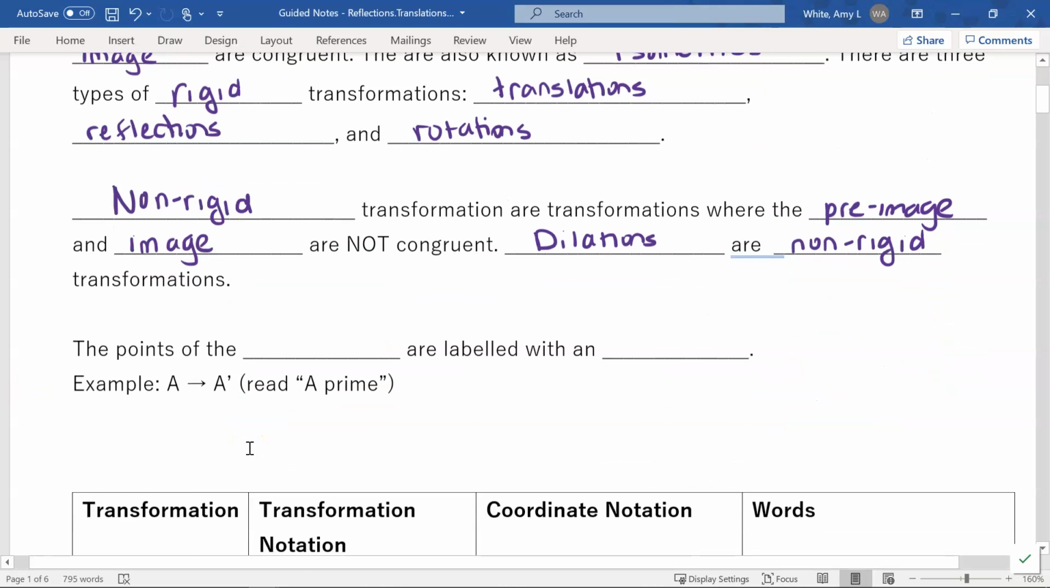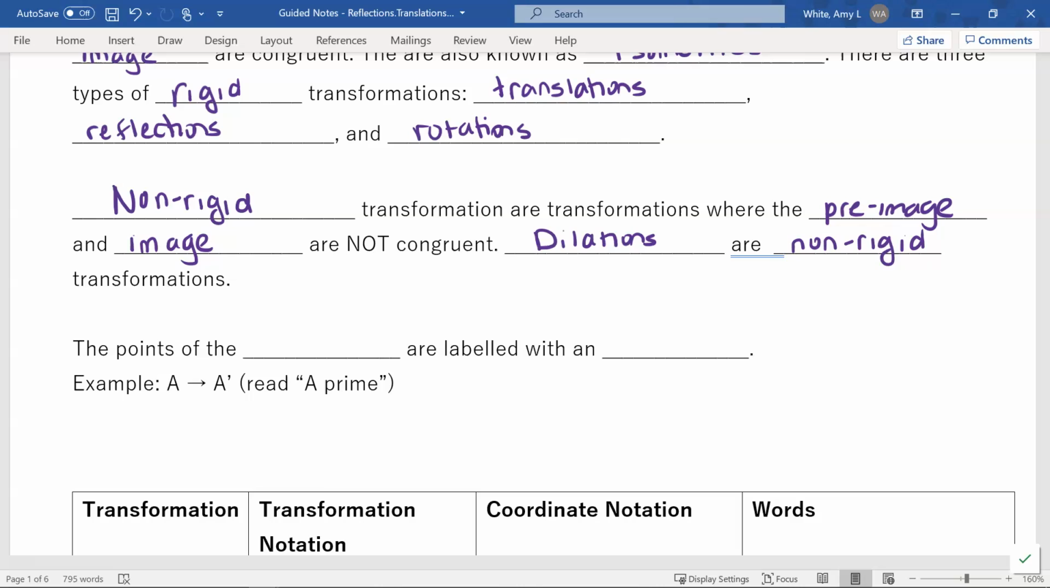Finally, a point of notation. The points of the image are going to be labeled with an apostrophe. This apostrophe is what lets us know that this is going to be our new point. And when we read it, we would read it as prime. So the point A becomes A prime. And that is a few basics about rigid and non-rigid transformations.